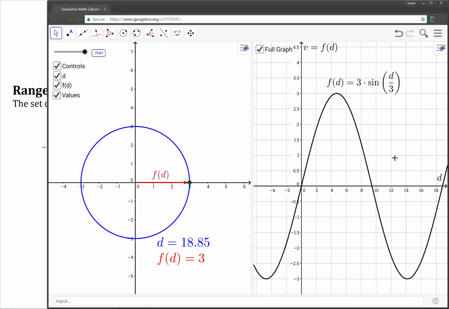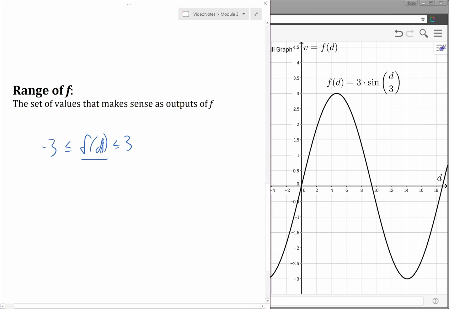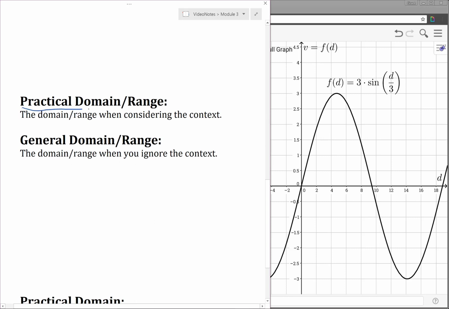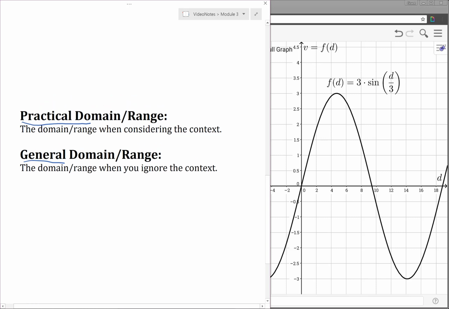So somehow it looks like our domain changed for f, and we should be careful to make this distinction. So if we need to make a distinction between the domain and range while looking at a context versus without looking at a context, we're going to use two terms to make this distinction. We'll use the terms practical and general to make the distinction between when we're looking at a context and when we're ignoring a context. So we'll say that the practical domain and range are really just the domain and range that we've been looking at when we're considering the context. Now, if we ignore the context, we'll use the term general domain and general range.